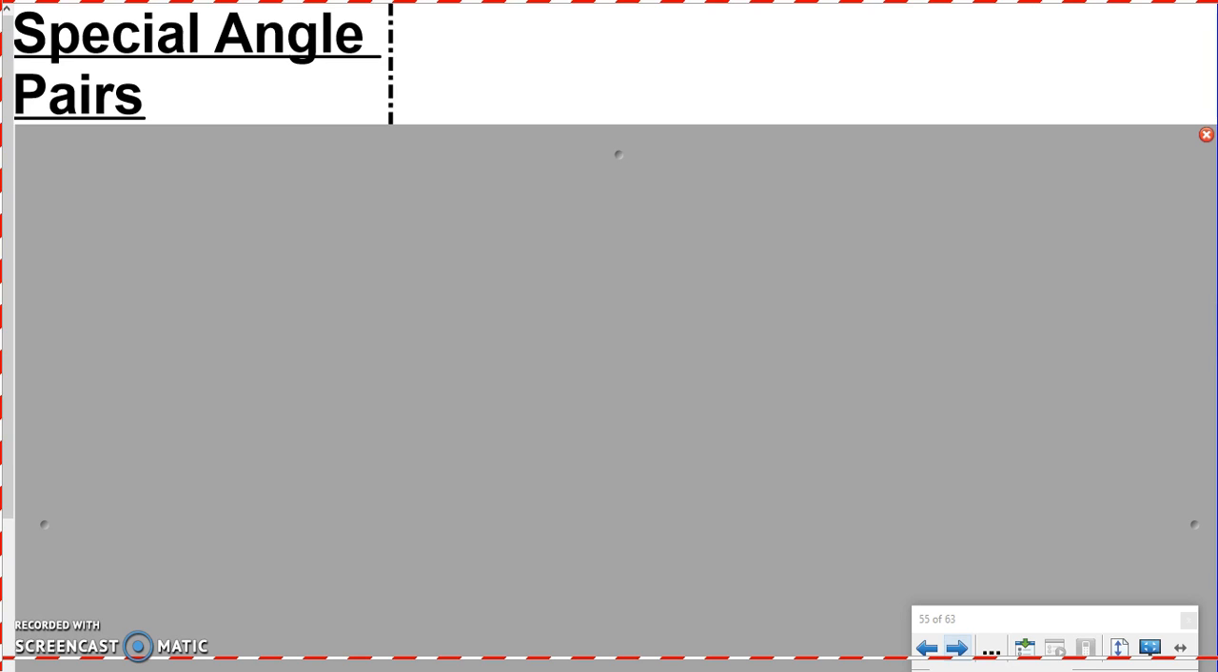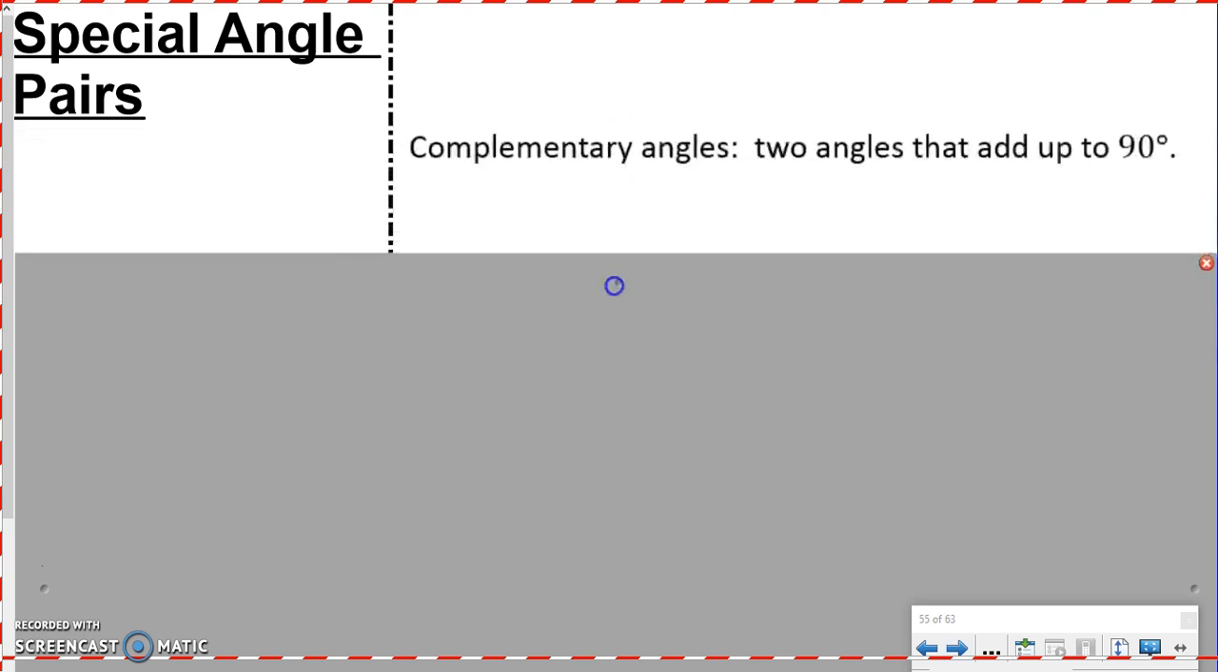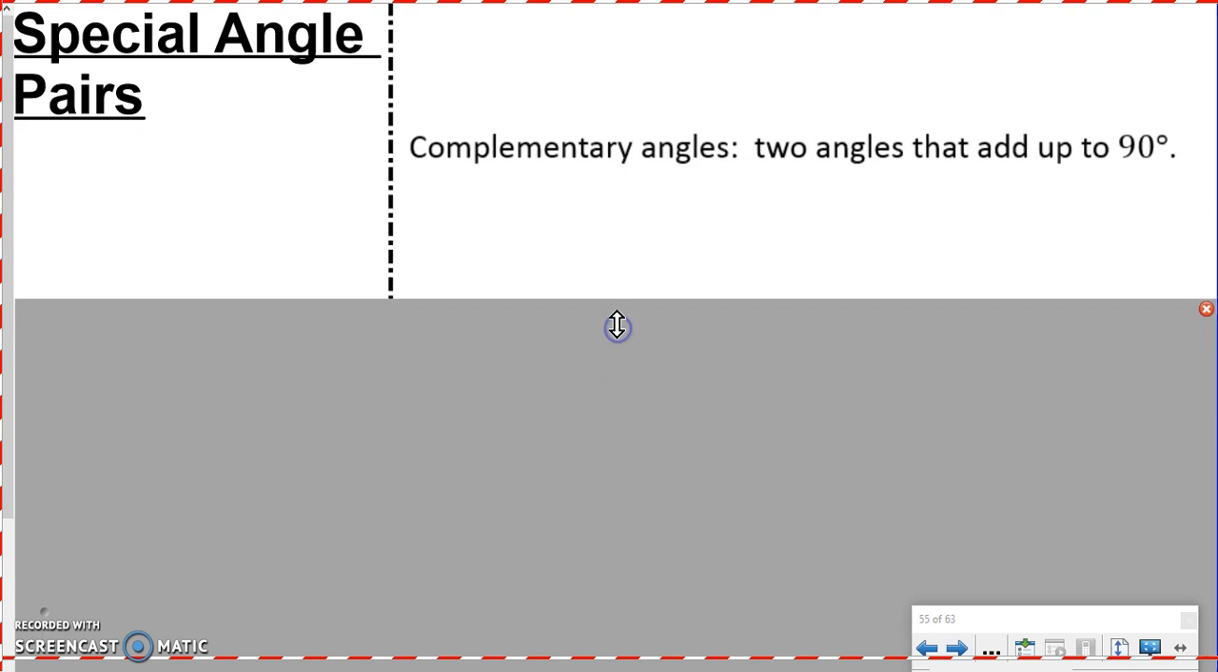All right, so our first main idea is going to be special angle pairs. And the first one is going to be complementary angles. Complementary angles are two angles that add up to 90 degrees. It has to be two angles, can't just be one angle because then that would just be a right angle. Or it can be three angles that add up to 90. It has to be two angles that add up to 90 degrees.